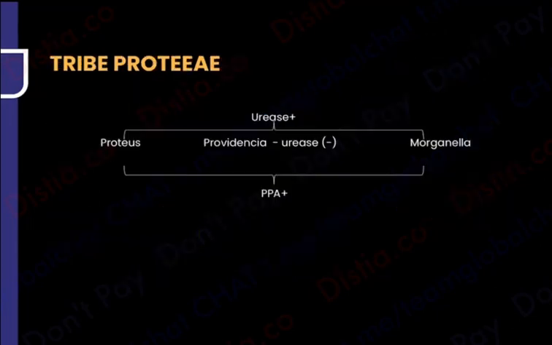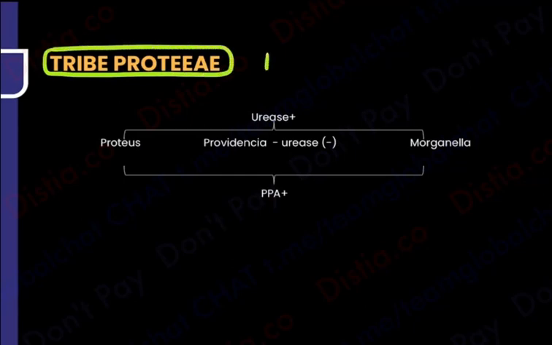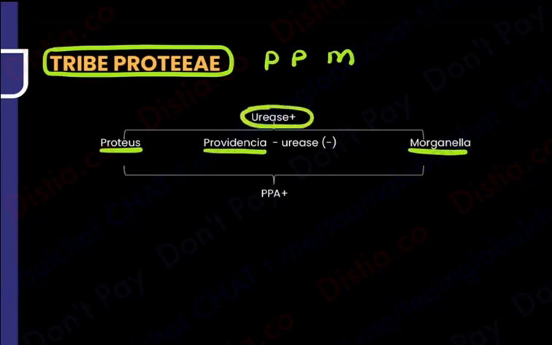What do we move on to next? We now start our story of the tribe Proteae, and I told you Proteae is going to be PPM, meaning of course it has Proteus, but it also has Providencia and Morganella. Did I just tell you the punch kiss mnemonic in which I told you that Proteus is urease positive? Proteus is, and Morganella is also. Providencia is not urease positive. Proteus and Morganella are urease positive.